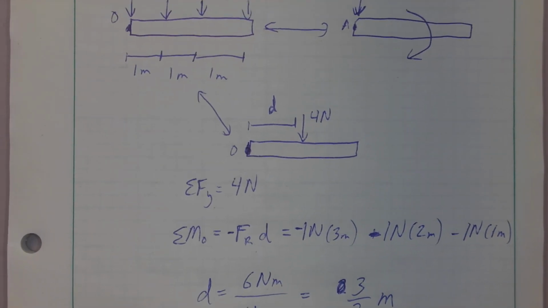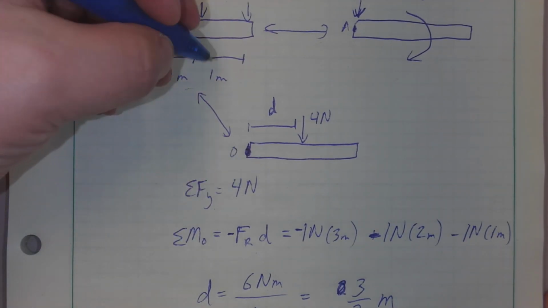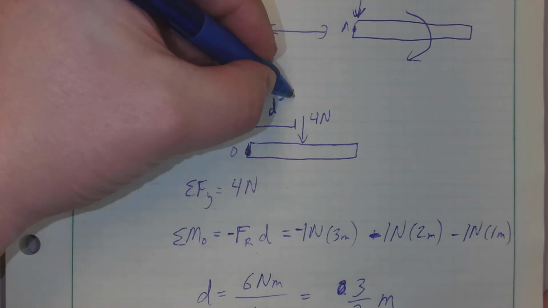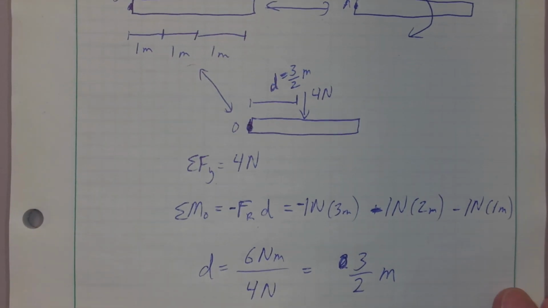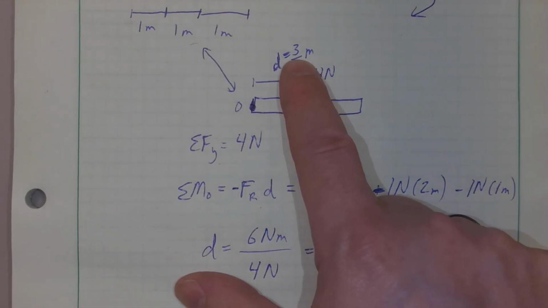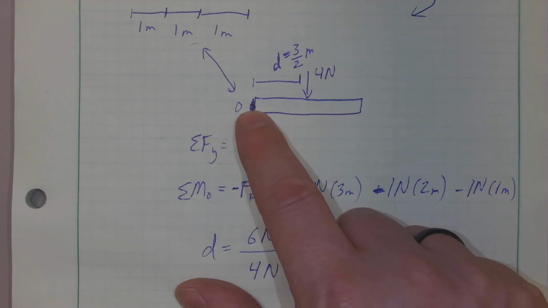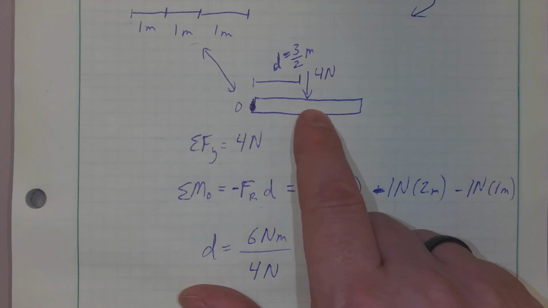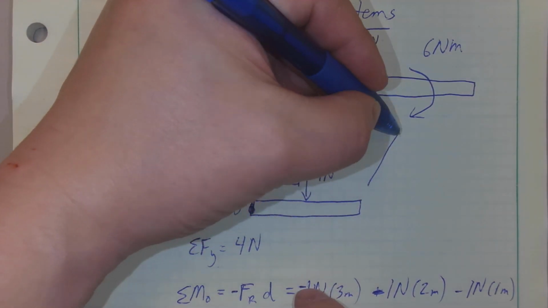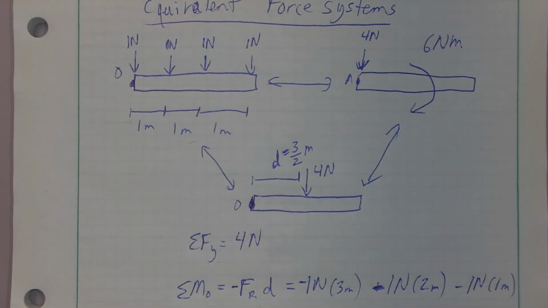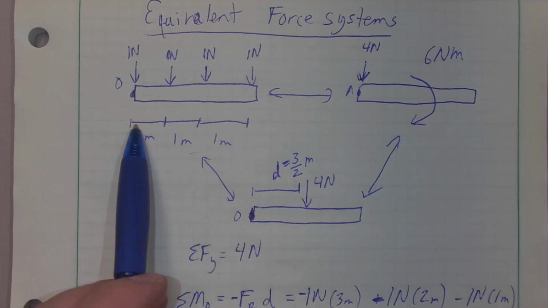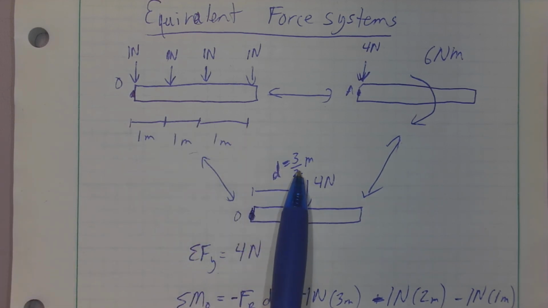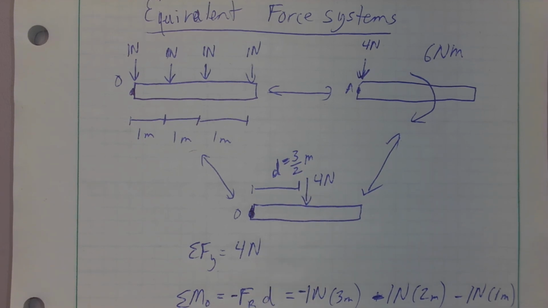So what is that telling us then? All right, we're saying that if I put this 4 Newton force 3 halves of a meter from this end, then this is the same as all of these. These are all interchangeable. These are all equivalent force systems. Now note, this is 3 meters. And I've put this right in the middle, halfway in that 3 meters.